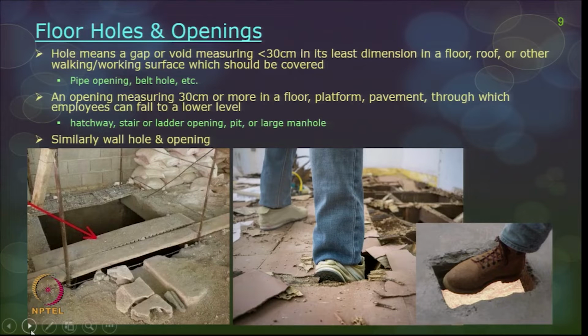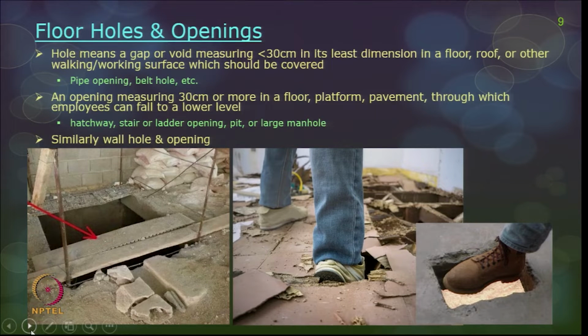An opening is a really large gap or void on a floor or a working surface, wherein a person and objects along with the person can fall and create a hazard. A hole means a gap or a void. It can be in a floor, roof or other walking or working surface, which should be covered. Examples can be pipe openings, belt holes and so on.